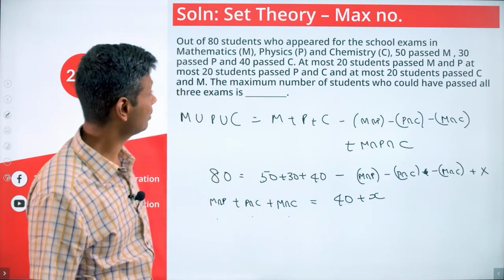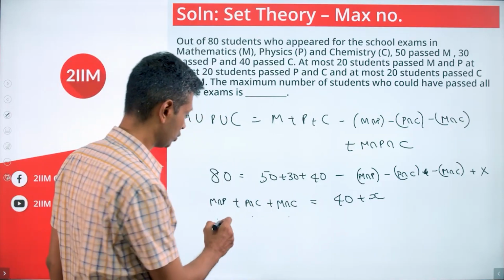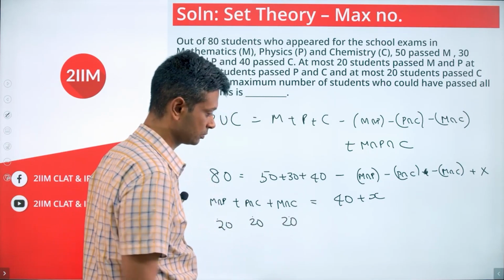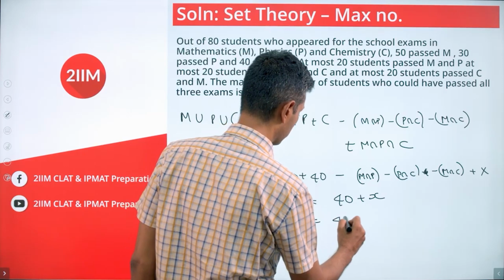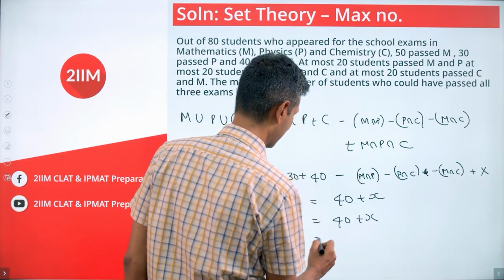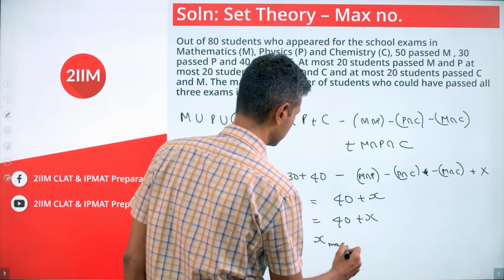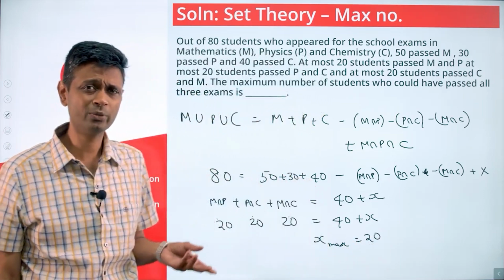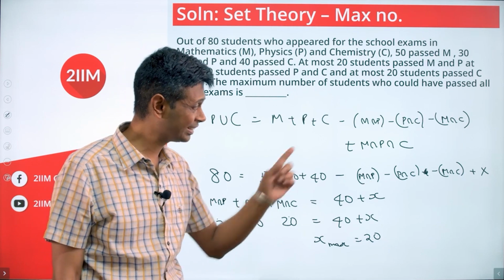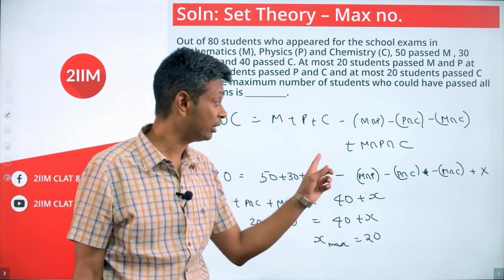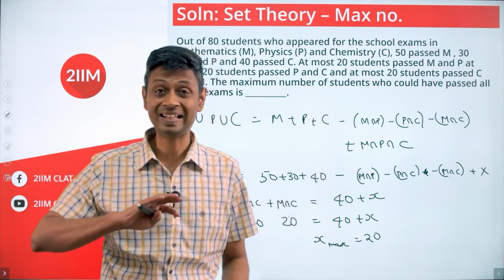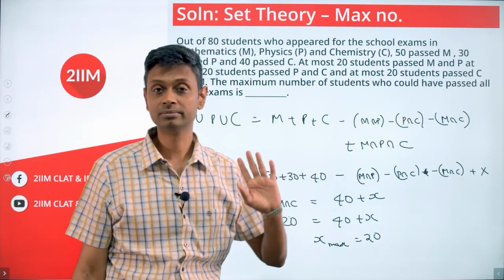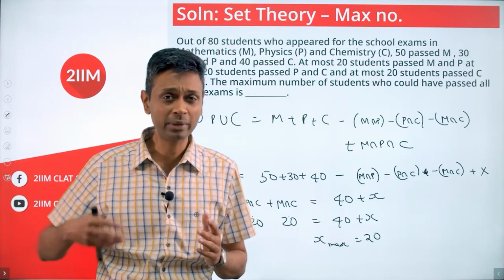We are at most 20. Best case scenario, put this as 20, 20, 20. This is 40 plus x. X maximum is 20. So the maximum possible value of x is 20. Now remember that x is the intersection of M intersection P intersection C. That cannot be higher than either this or this or this. And so 20 is the maximum it can take anyway.